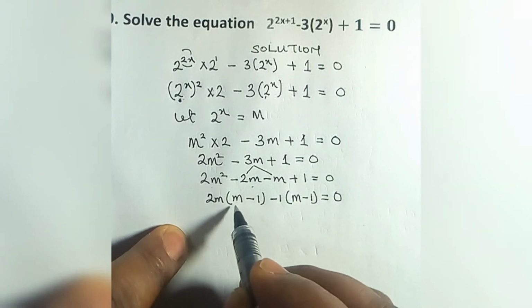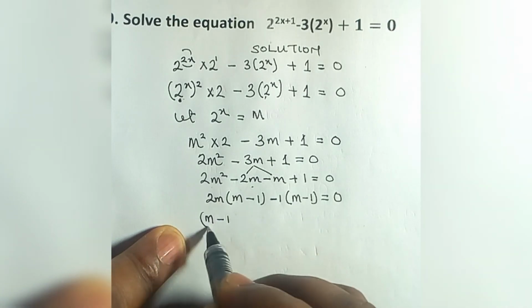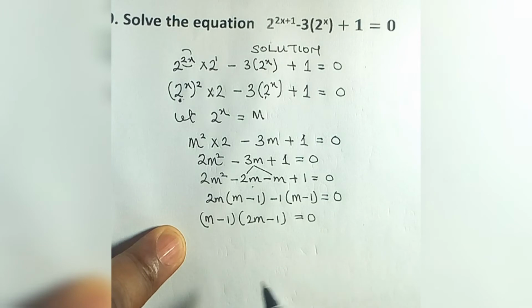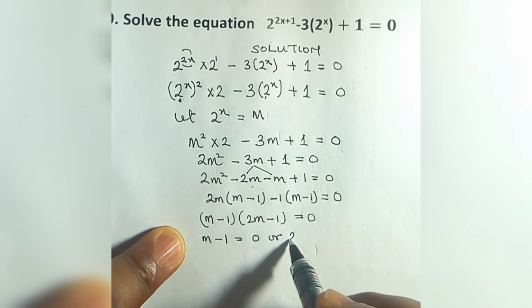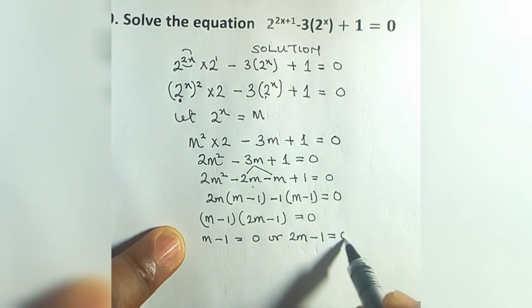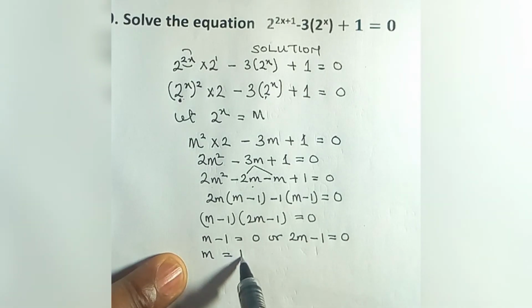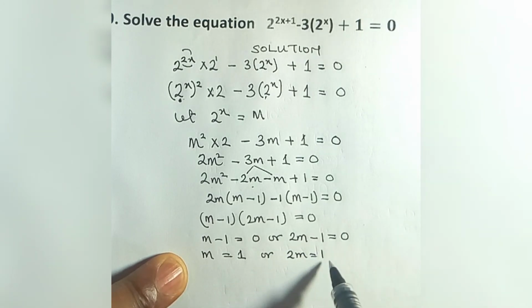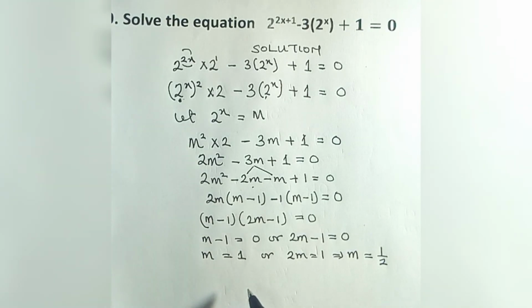Now, we see that m minus 1 is common here, so we factor it out. m minus 1 into 2m minus 1 equal to 0. Now, m minus 1 equal to 0, or 2m minus 1 equal to 0. Making m the subject of the formula here, m equals 1. Or, making m the subject of the formula here, we have 2m equals 1. Then, eventually, we have m equals 1 over 2. So, we are having two values for m.